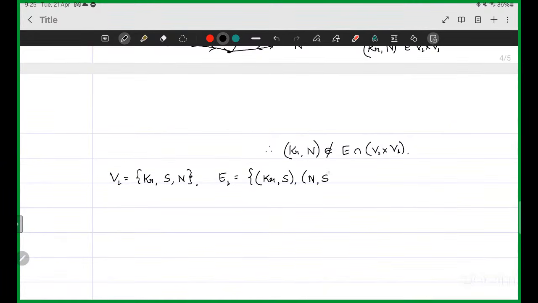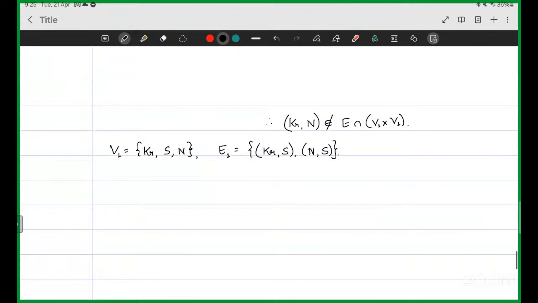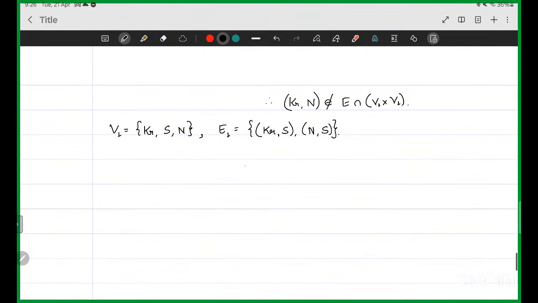Can you draw what this corresponds to now? If you're given the vertex set and the edge set, can you draw the graph? Yes, sir. It's basically just KR, S and N. And then I have an edge from KR to S and from N to S. But how do you define the direction here? Directed toward S. Both are directed towards S, right?